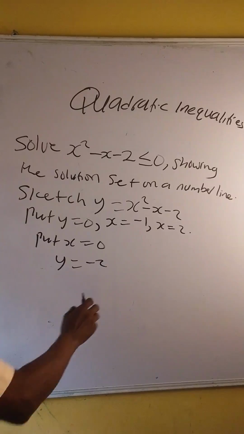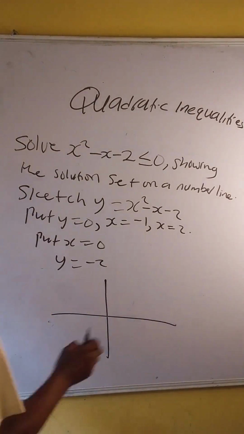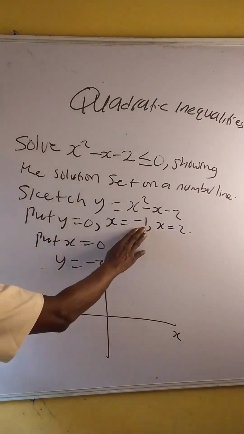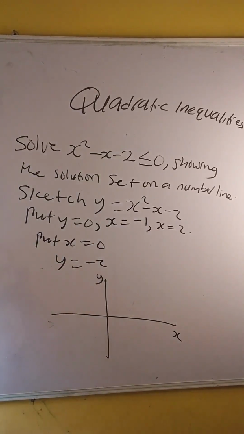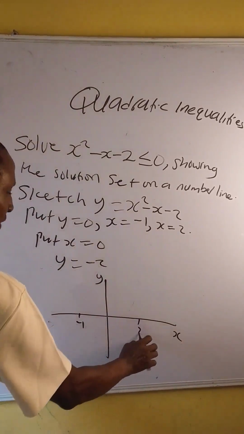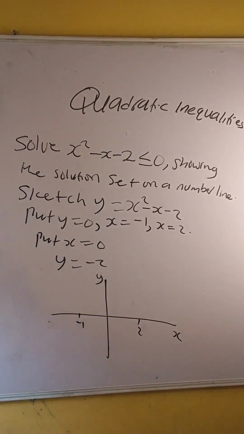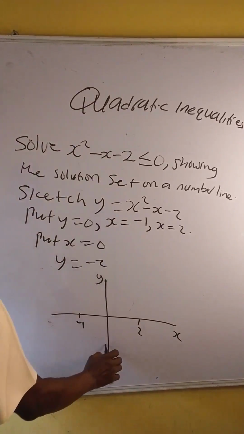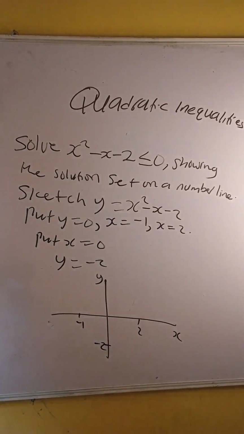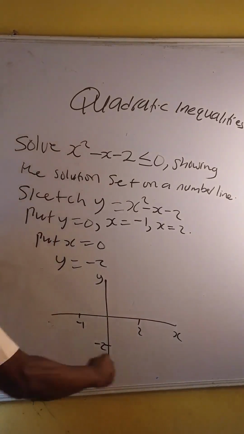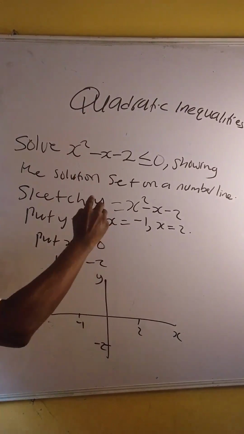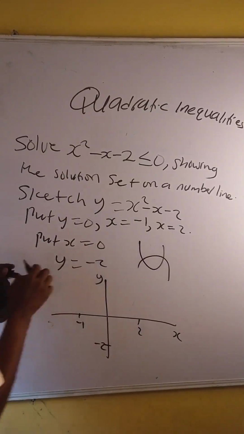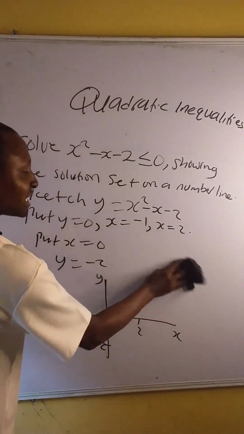So we now give a sketch of this. This is my y-axis. This is my x-axis. Our x is minus 1 and x is 2 when y equals 0. So this is minus 1 and this is 2. Our y is minus 2 when x is 0. So this is minus 2. If you look at this, the coefficient of x squared is positive, so this will give us a parabola. If it's positive, it goes this way. If it is negative, it goes the other way around. So that is positive, and the shape is a parabola.